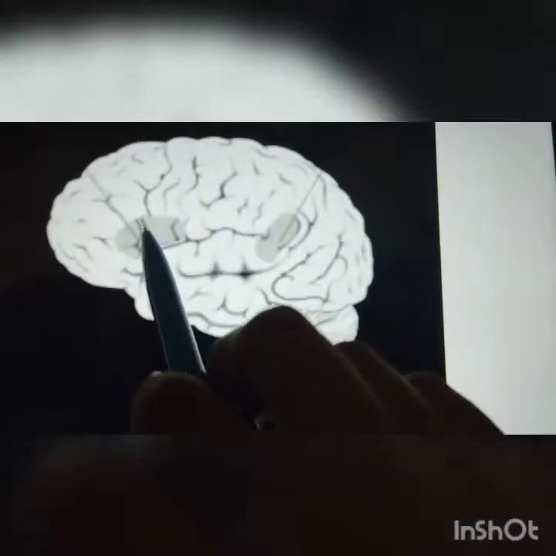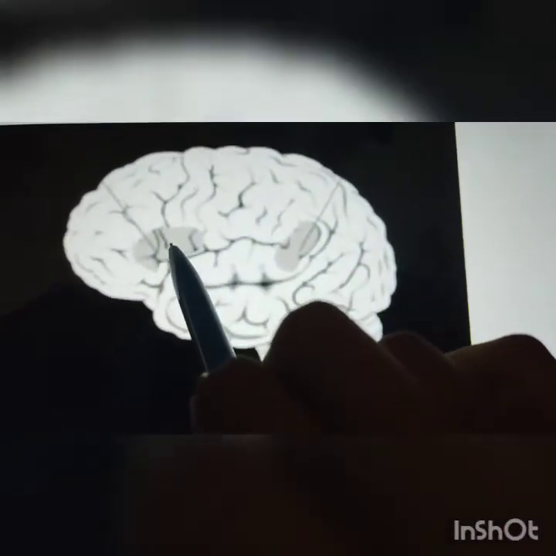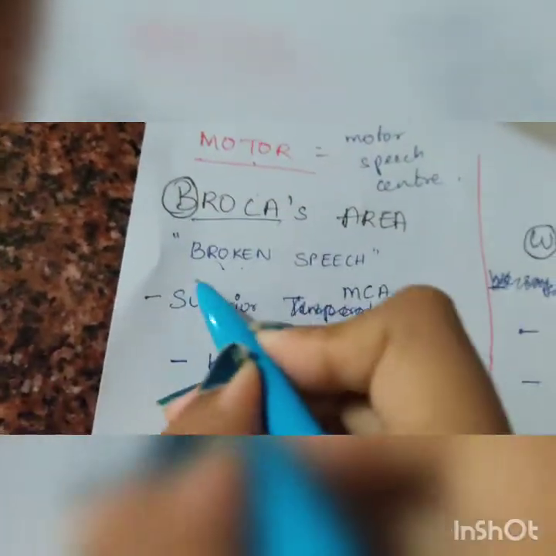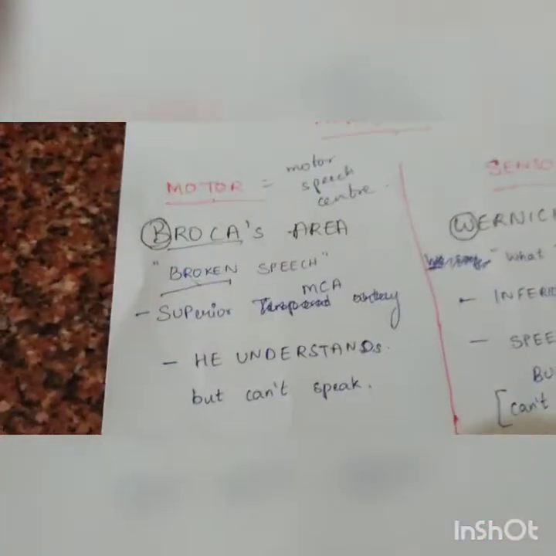So if there is damage, a stroke in the superior part of the middle cerebral artery, it is going to lead to motor damage. That is, Broca's area is going to be disrupted. So what you're going to see is broken speech. You can remember it like this: Broca's and broken. So let's see what happens exactly.